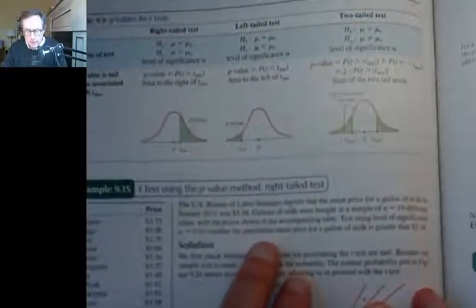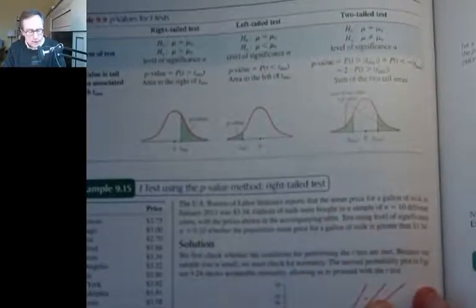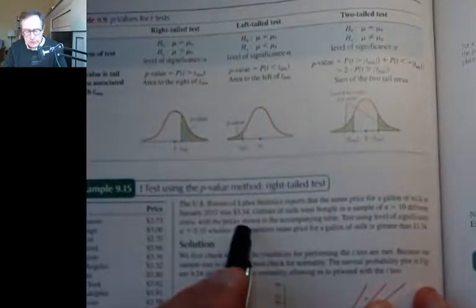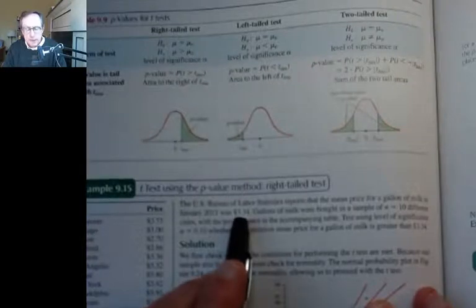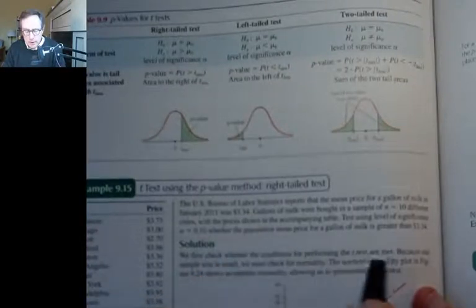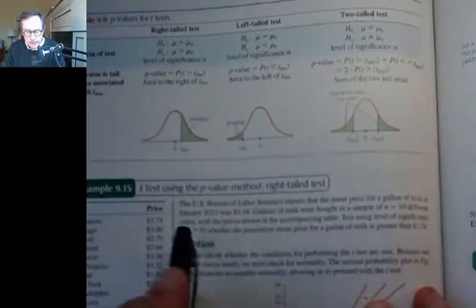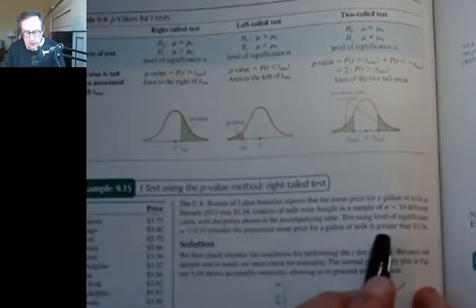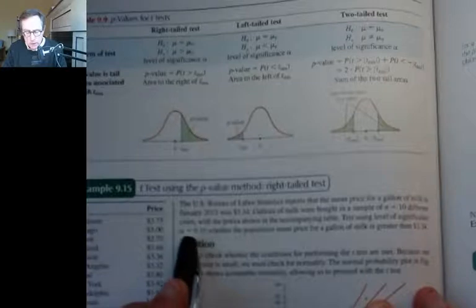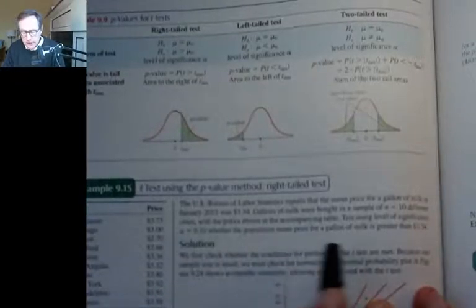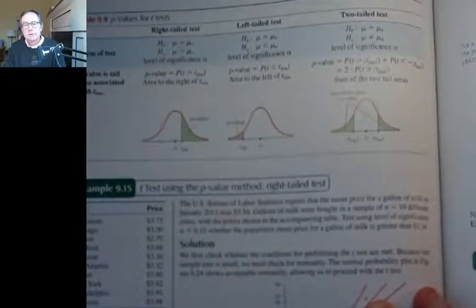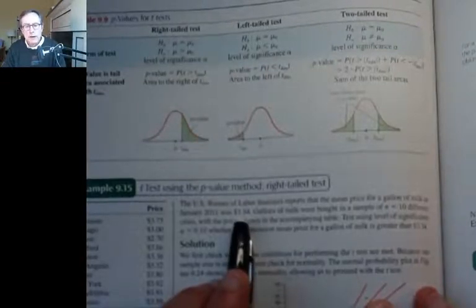The U.S. Bureau of Labor Statistics reports that the mean price for a gallon of milk is $3.34. Gallons of milk were bought in n equals 10 different cities, and then a test using level of significance alpha equals 0.10, whether the population mean price for a gallon of milk is greater than $3.34. So the nominal number, the number we're arguing about, is 3.34.